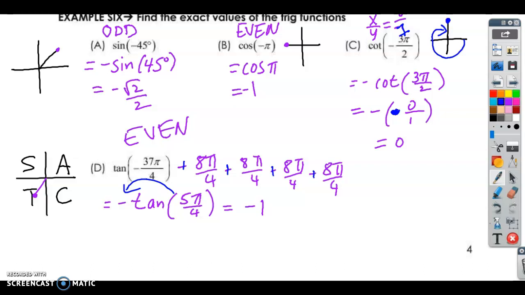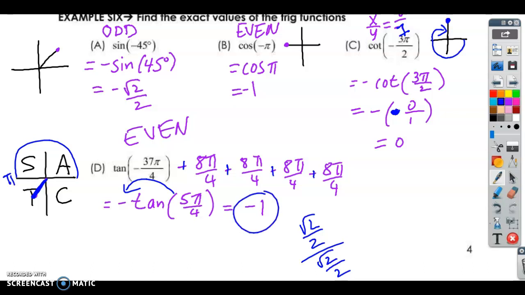So then we look at, all right, where's 5 pi over 4? Well, pi is over here, right? Because all the way halfway around is pi. So that's 4 pi over 4. So 5 pi over 4 is the middle angle. So we are in the third quadrant, and that means we're tangent. So that's root 2 over 2 over root 2 over 2. And we're in the third quadrant, so tangent is negative. Boom, negative 1. And I think that is it.